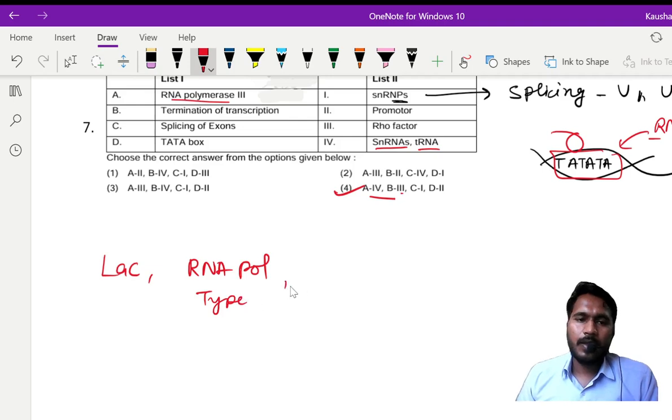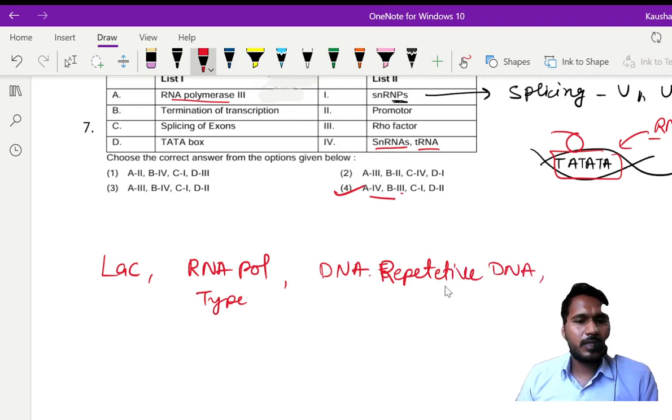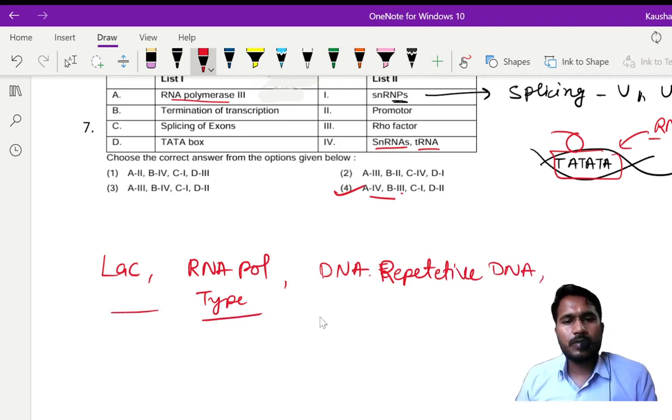Then they ask DNA fingerprinting. You have to understand what DNA polymorphism and repetitive DNA are. Okay, so expressed sequence tag. I should write repetitive DNA. And that's all. These are the important topics which you have to study.